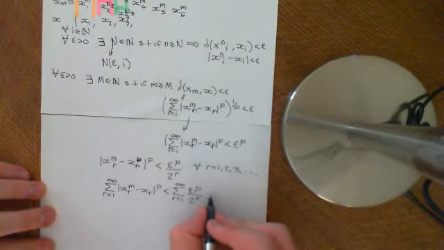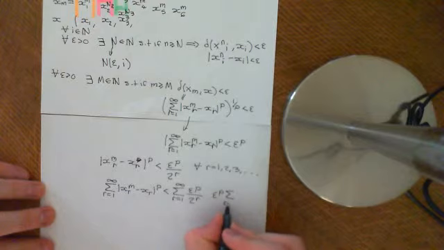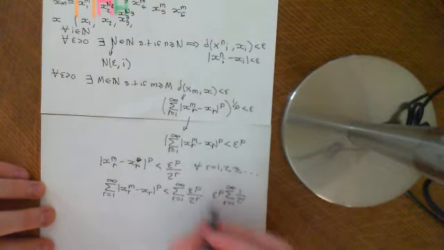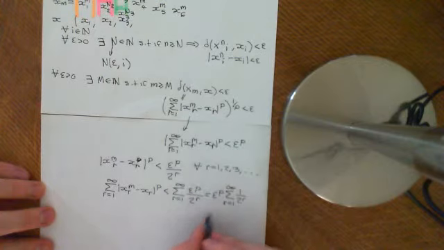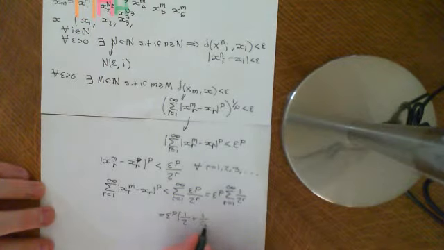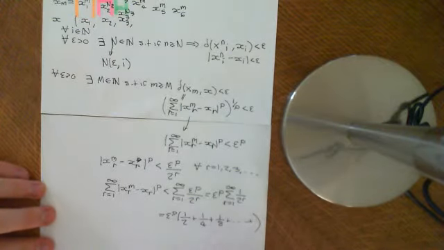Now epsilon to the power of p is just some constant, so we can pull that out, and then we get the sum from r equals 1 to infinity of 1 over 2r. Now, let me just write out what that is. That is equal to epsilon to the power of p times 1/2 plus 1/4 plus 1/8, and hopefully you can see already what that is going to converge onto. I mean, you should have seen the geometric series before.